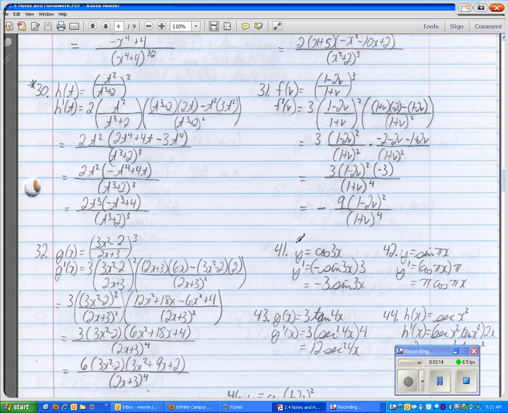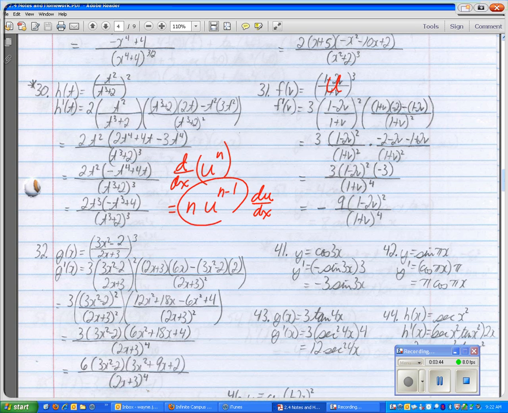So f of v equals 1 minus 2v divided by 1 plus v, all of that cubed. So it's u to the third. That's what our function is. So we use the general power rule on it. So if we're trying to find the derivative of u to the n, that's going to be n times u to the n minus 1 times the derivative of u.